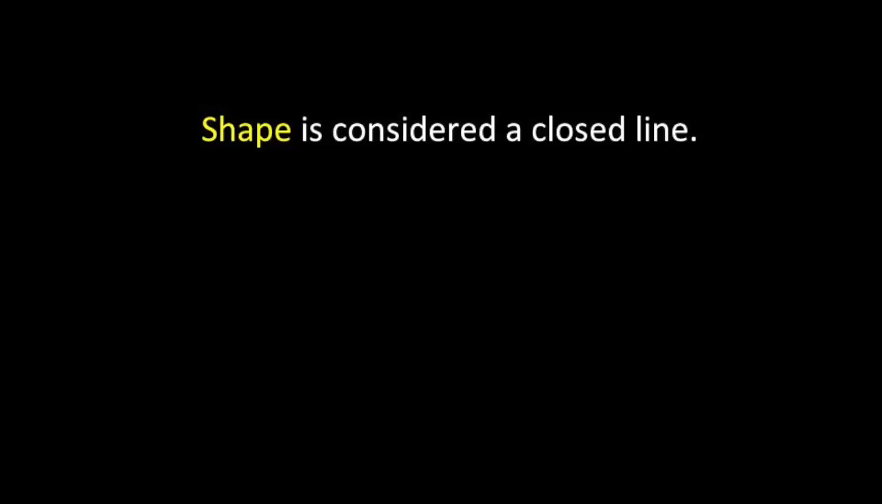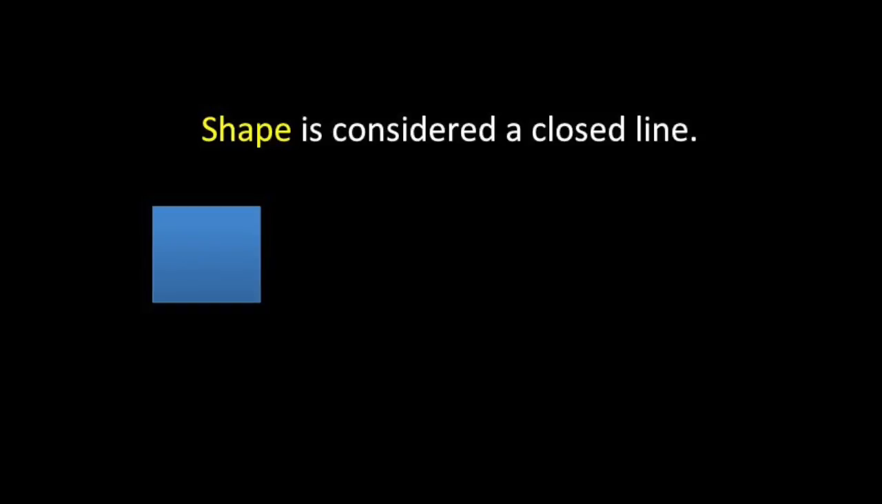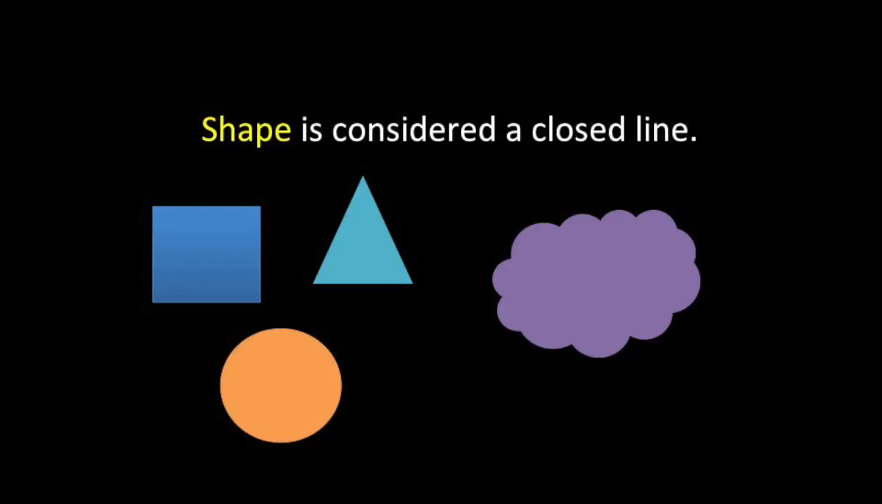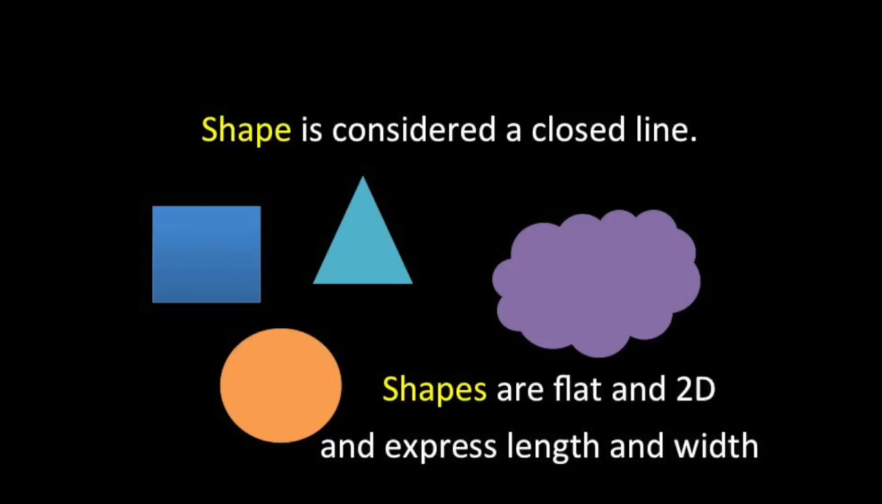Shape is considered a closed line. Shapes can be geometric, like squares, circles, and triangles, or organic, like freeform or natural shapes. Shapes are flat or two-dimensional and can express length and width.